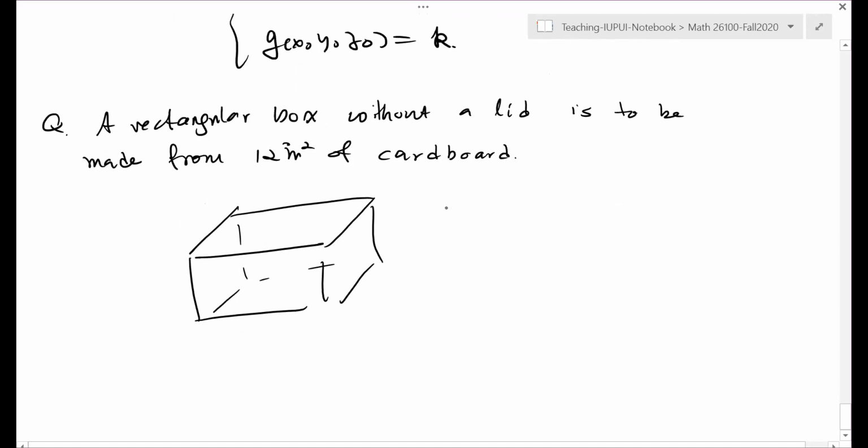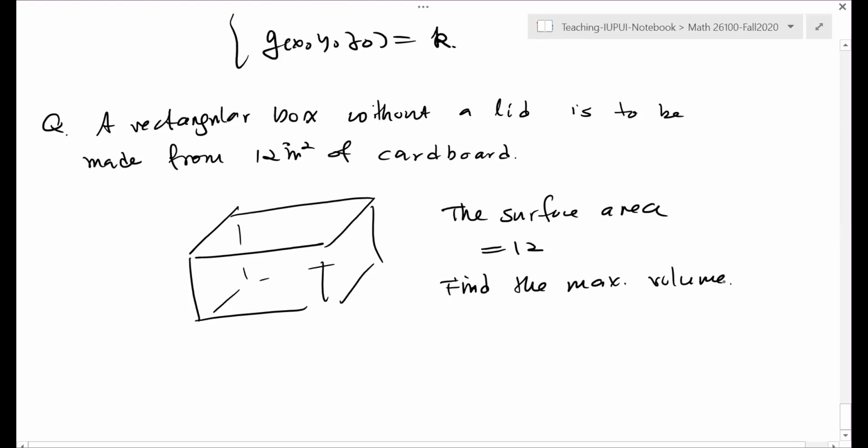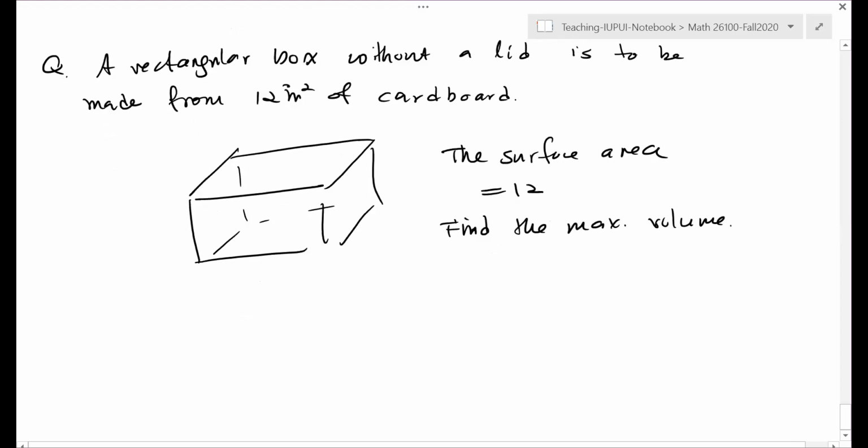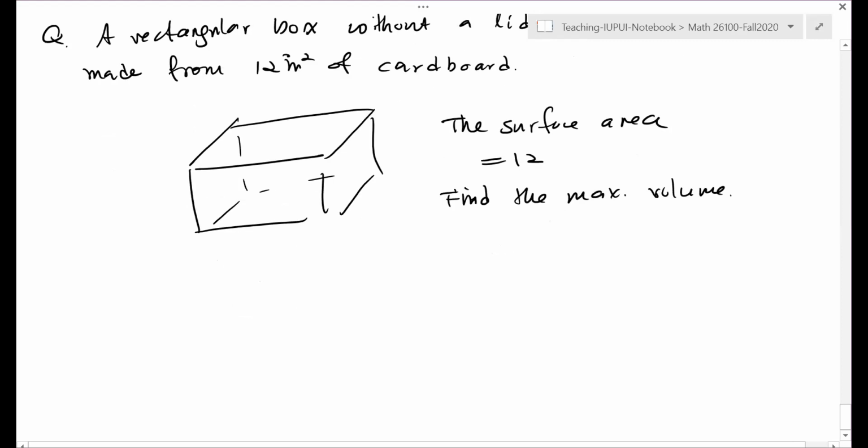So the surface area is fixed. Find the maximum volume. I think the maximum value will be the volume of the cube, but we cannot tell right now. We can prove that. So how do you solve this problem?